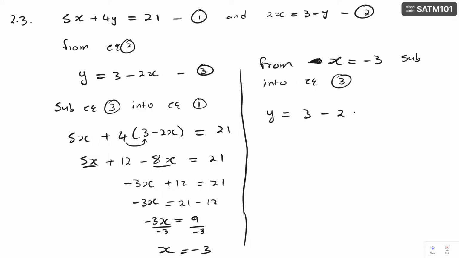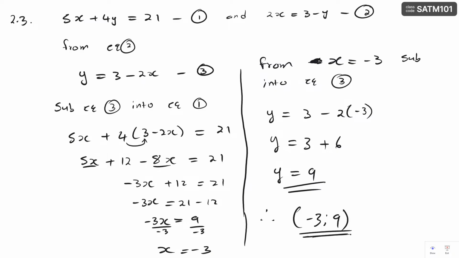3 minus 2x. Since we know the value of x, which is negative 3, we're going to put it like that. So y is equal to 3 minus negative 2 times negative 3, which is positive 6. So now you're going to get your y as 3 plus 6, which is 9. Therefore, the point that satisfies my simultaneous equations, or the point of intersection, is negative 3 and 9.